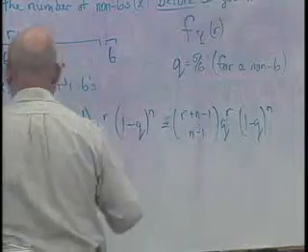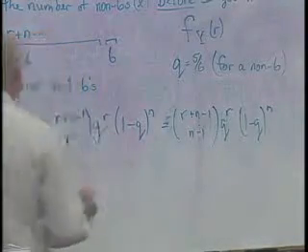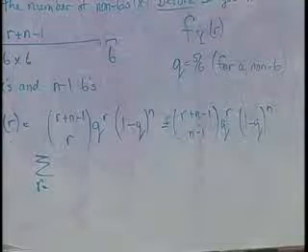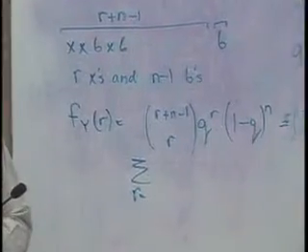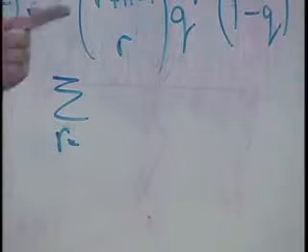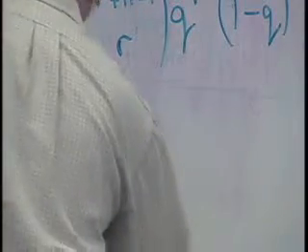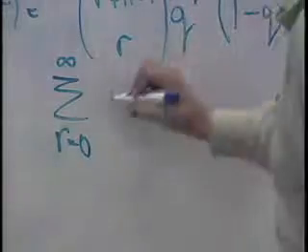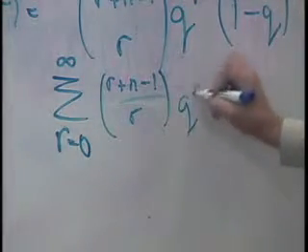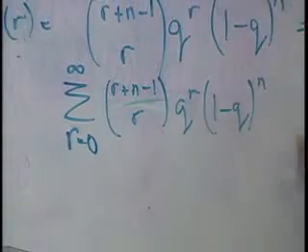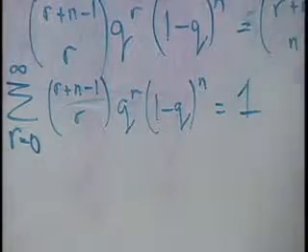the sum from r equals, okay, what to infinity? You tell me. What's the smallest possible value for r here? 0. Because the first time I tried this, remember I got 2 odd numbers without ever rolling an even number. So the sum from r equals 0 to infinity of r plus n minus 1 choose r, q to the r, 1 minus q to the n is equal to 1.